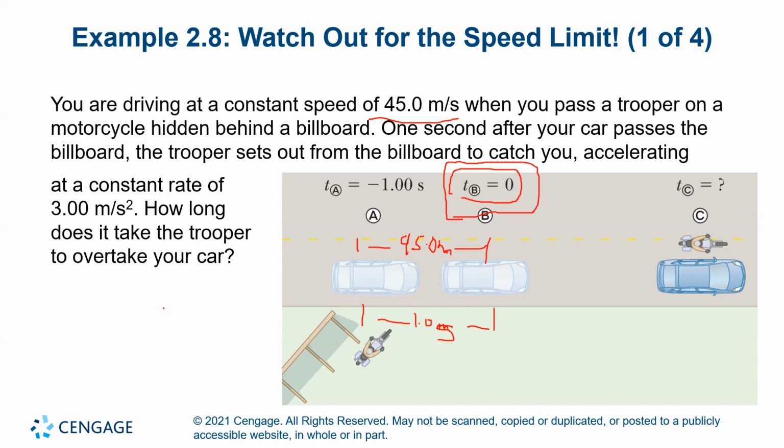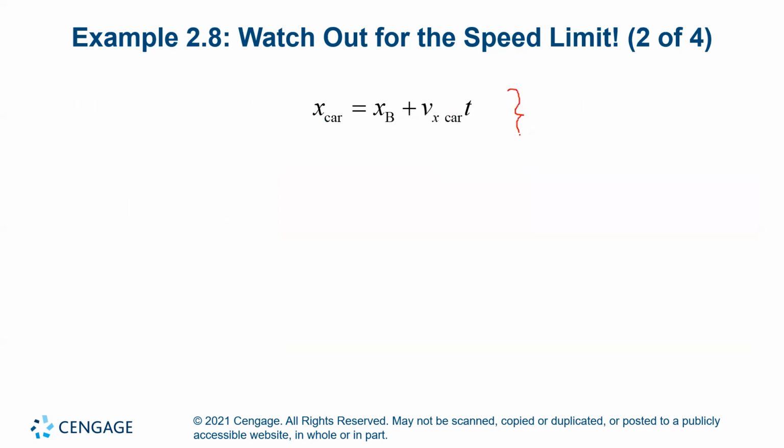Let's see, we're solving for t, the final time. How long does it take the trooper to overtake the car? We have two formulas to use. This one is for the car, because the car is the constant velocity model. Constant velocity formula, there is no acceleration here. X car equals x_B plus v_x car times t. X car here is the final position of the car, the position where the trooper has already caught up with the car. x_B is the initial position of the car.